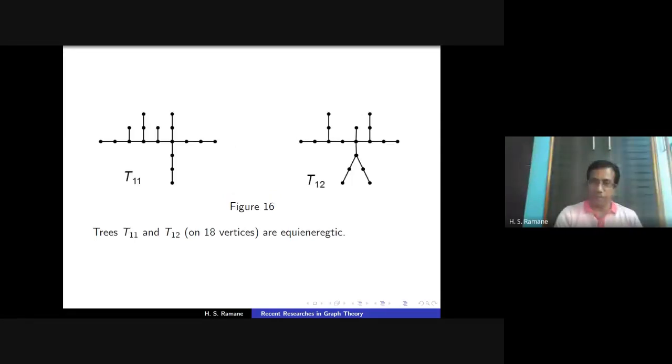So far, it is not done. Only some species are there where you can check it. But in general, there is no method, there is no technique to test whether given trees are equienergetic or to construct the equienergetic trees.